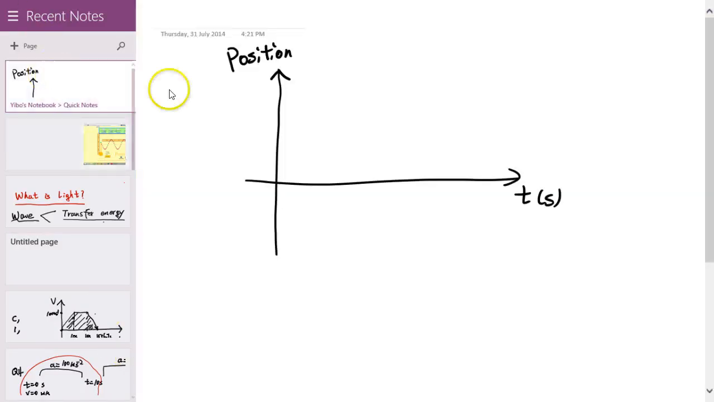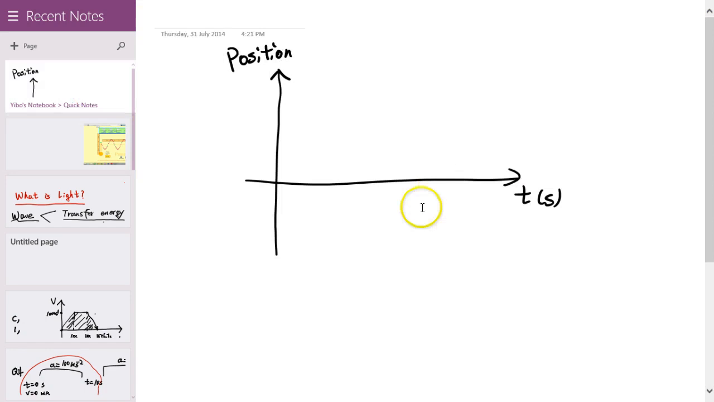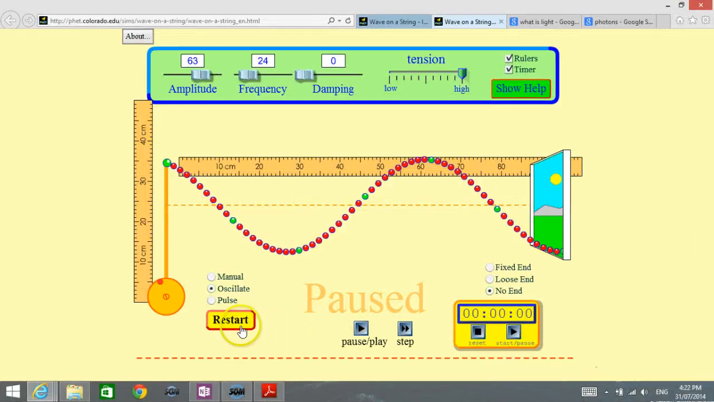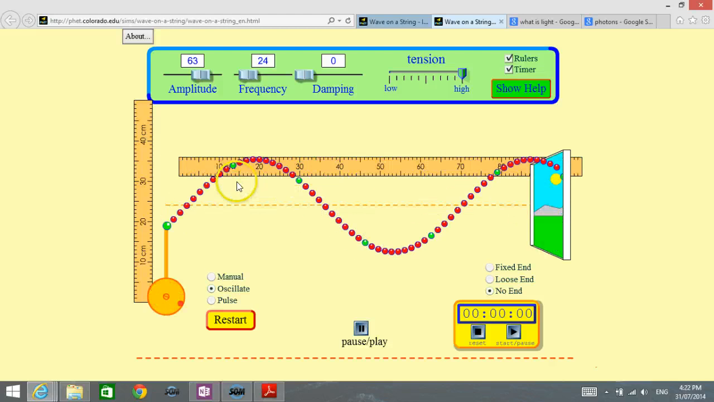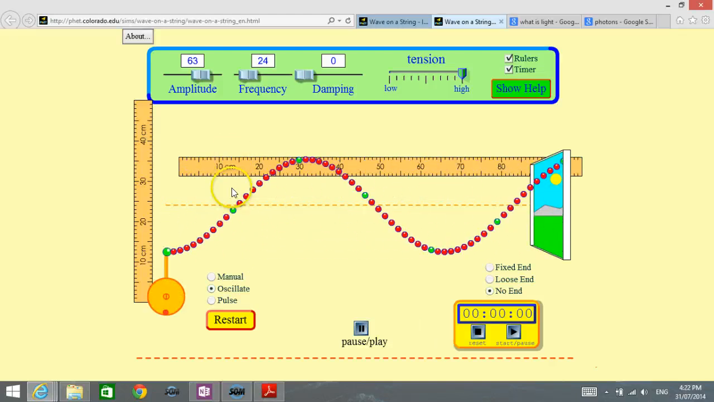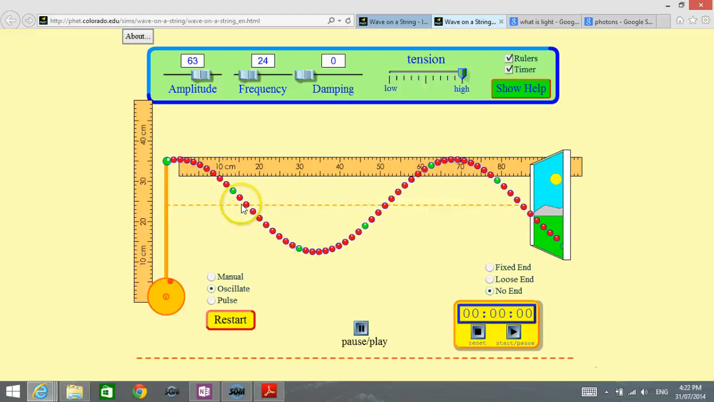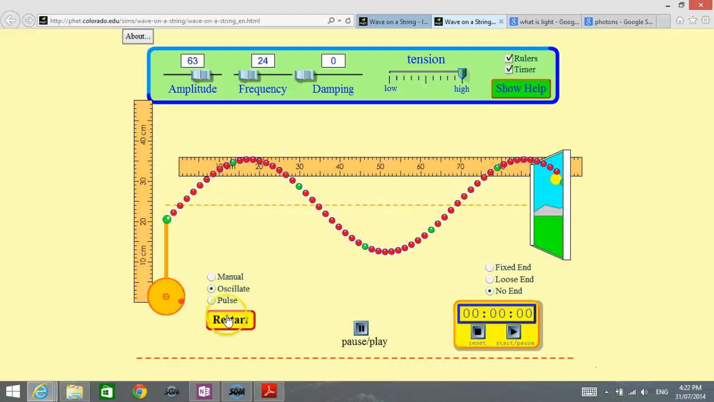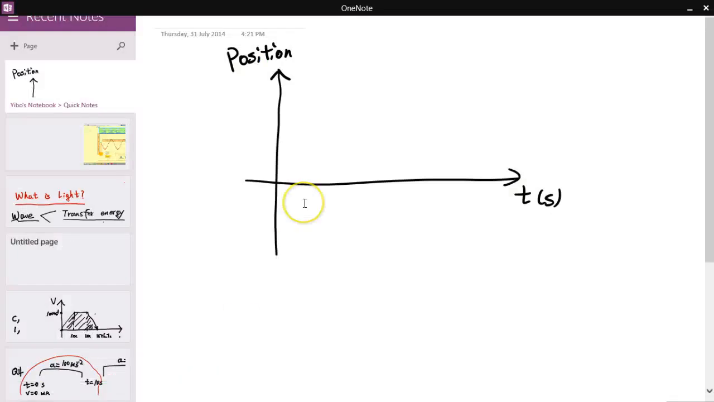Now this time, I'm going to draw a graph of the position of that little green particle over time. Let's have a look at it again. This little green particle starts from 0, moves up, moves down, moves up, back to 0, moves up, moves down, moves up, moves down. So if I sketch the vertical position versus time, I will end up with a graph like this.